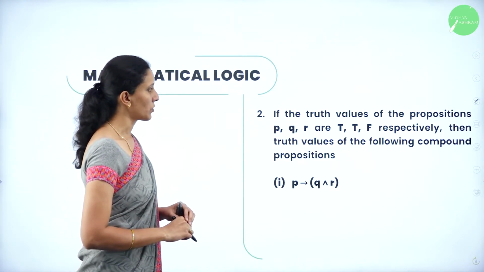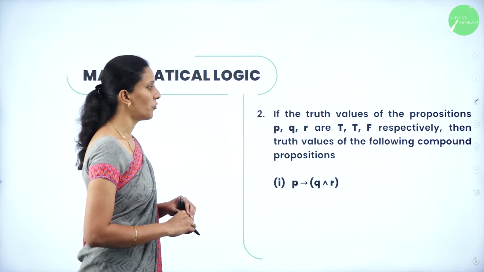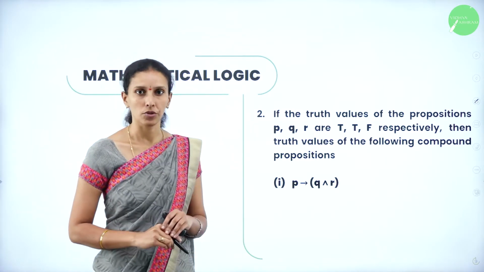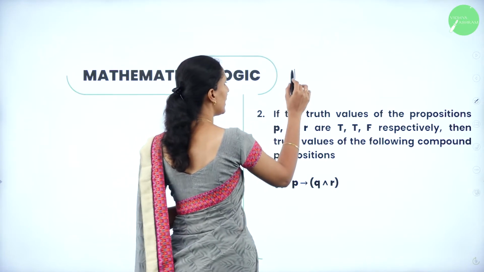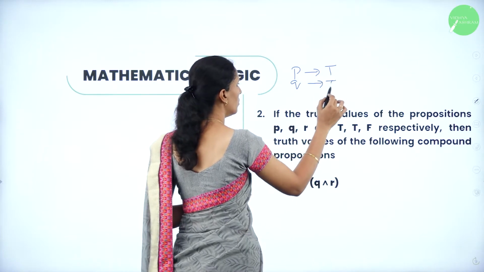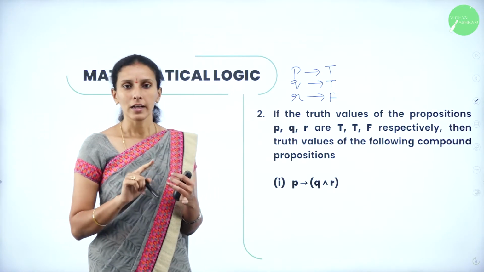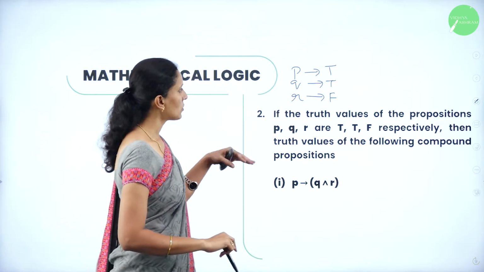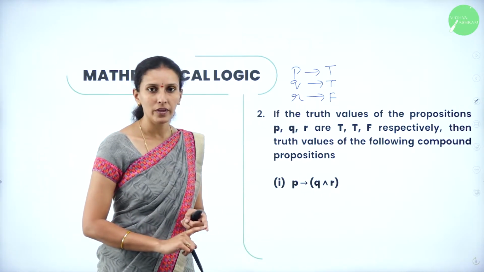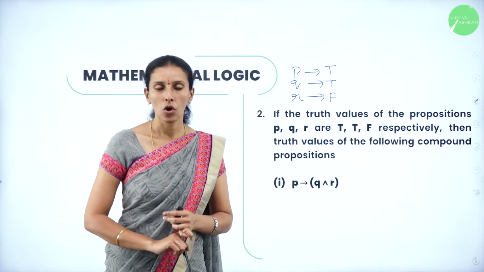Next, we come across the second type of question. If the truth values of the propositions P, Q, R are true, true, false respectively, then find the truth values of the following compound propositions. So they have given P has a truth value true. That means P is true, Q is true and R is false. So we have three simple propositions P, Q, R, where P is true, Q is true, R is false. We have some logical connection here between all the three terms. We have to verify whether this connectivity is true or false.